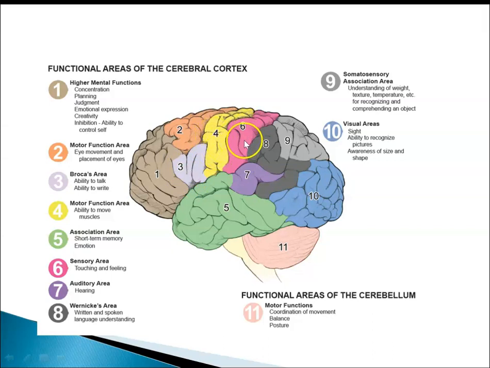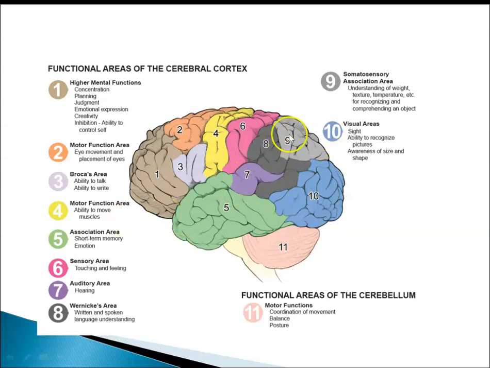This is the association area. This is the association area responsible for short-term memory and emotion. And this is the sensory area, which is located in the postcentral gyrus, area numbers 1, 2, 3, that has been indicated as 3, 1, 2. And the next one is the auditory area. So you can see it here. That is the acoustic field. And area 8 is the Wernicke's area.